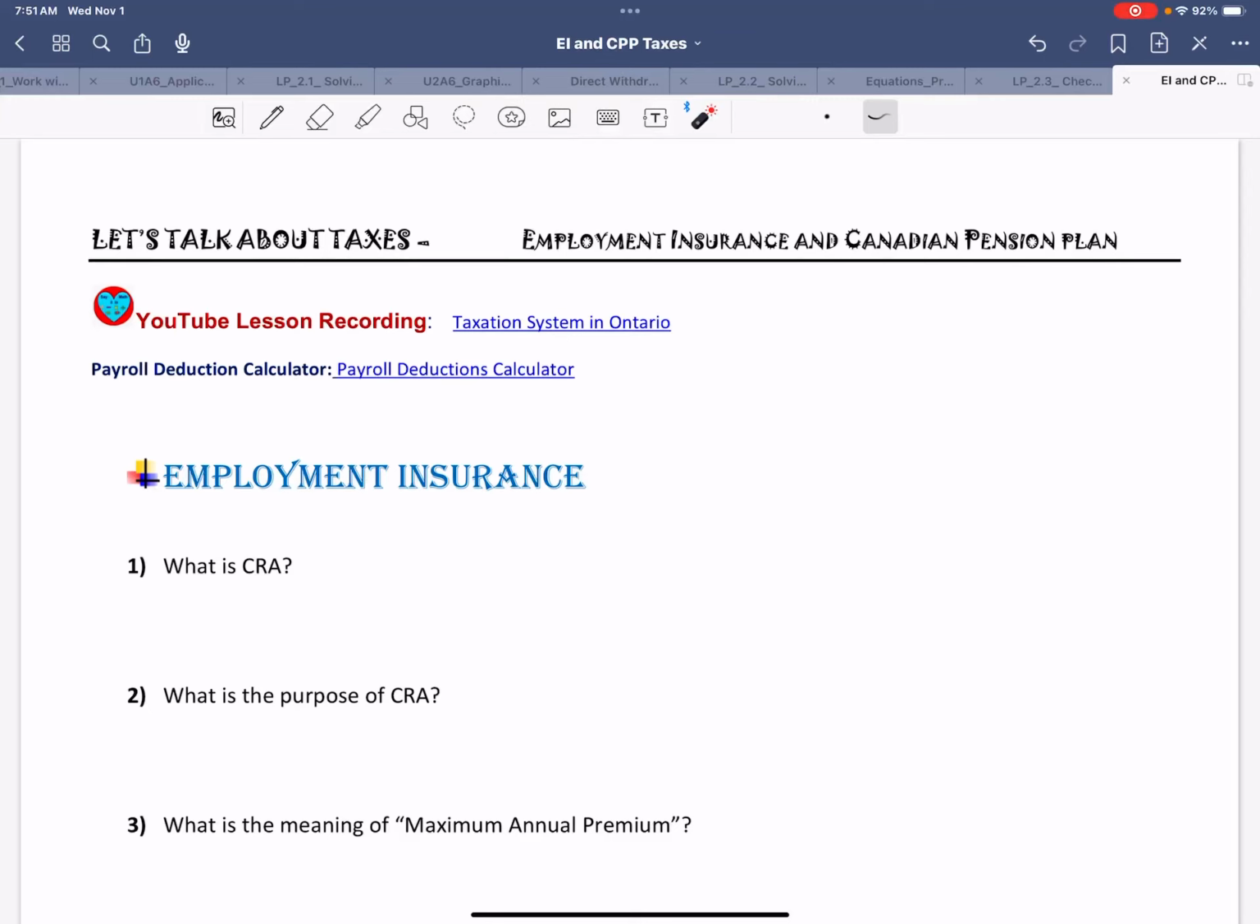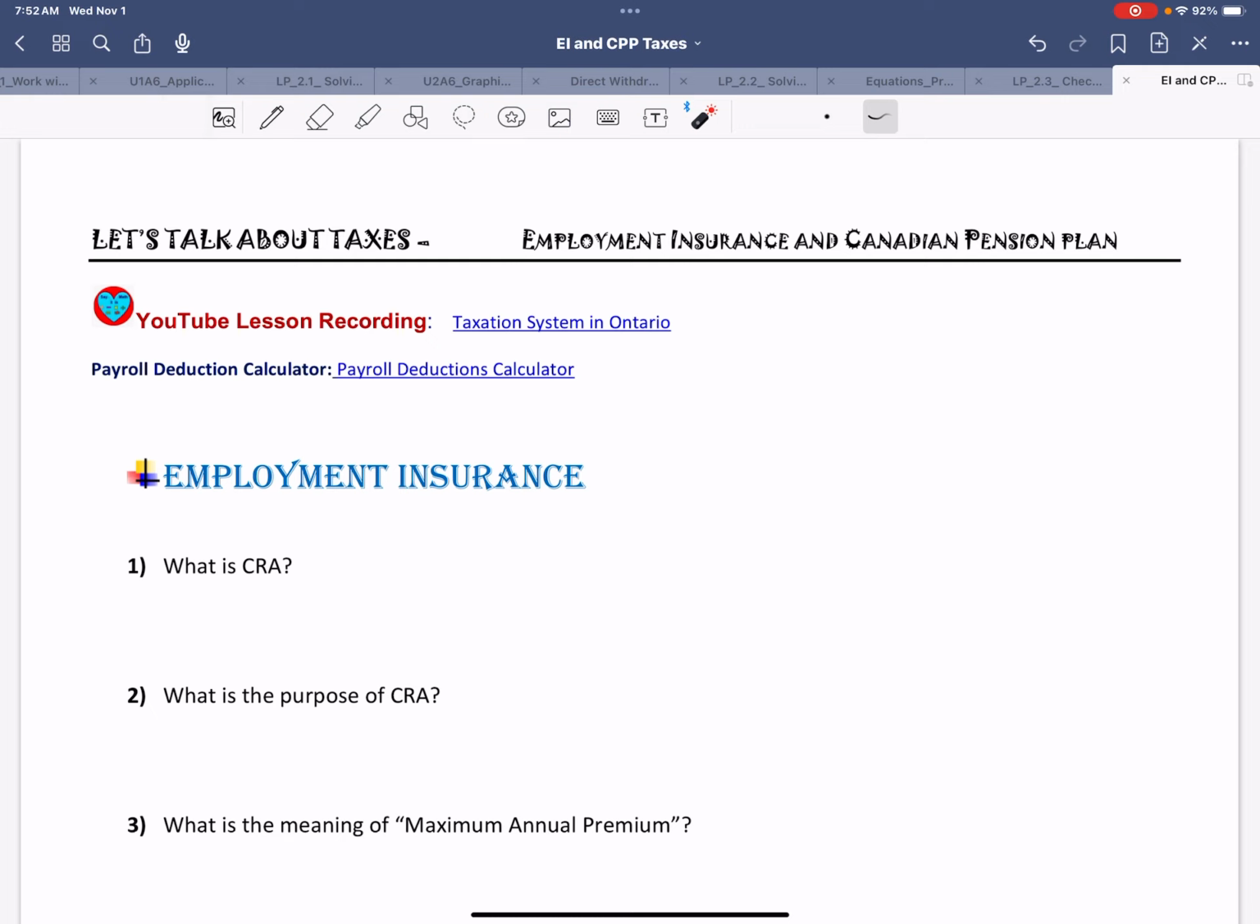In this lesson, we'll talk about taxes. We'll start with employment insurance and Canadian pension plan. Before you start working on this lesson, feel free to access the embedded hyperlink, which provides information about how the taxation system in Ontario works, and that's explained by people who are specialized in the area.